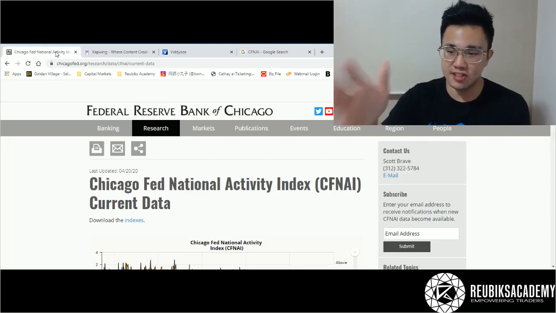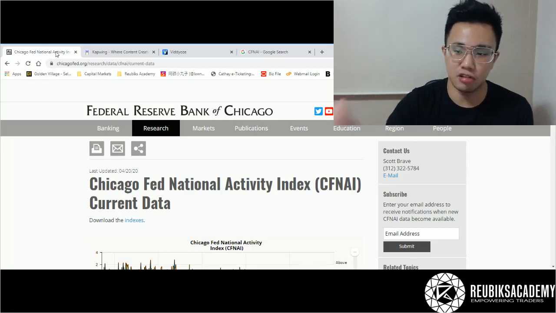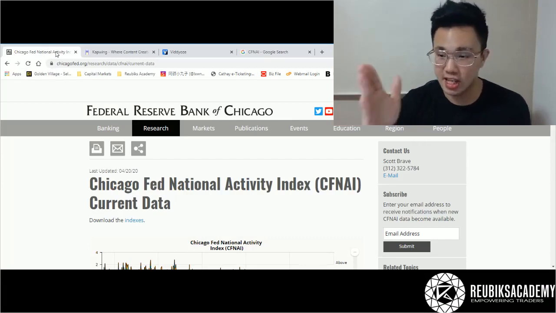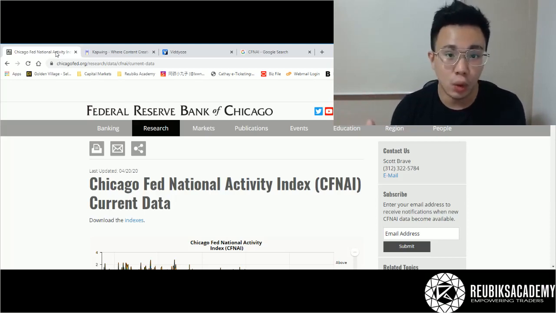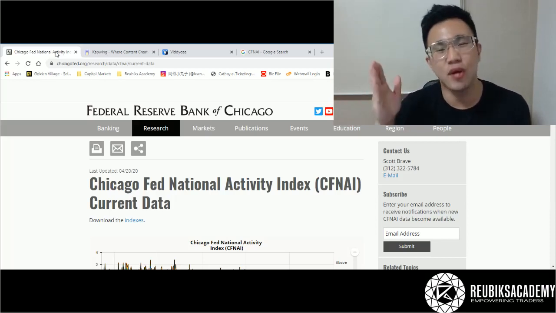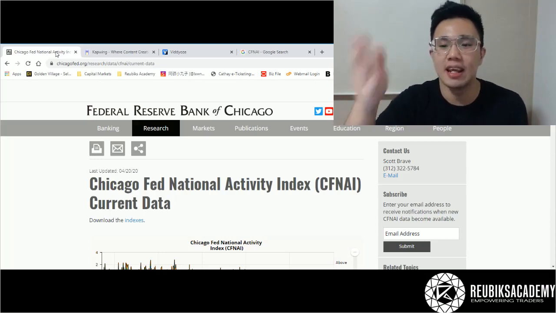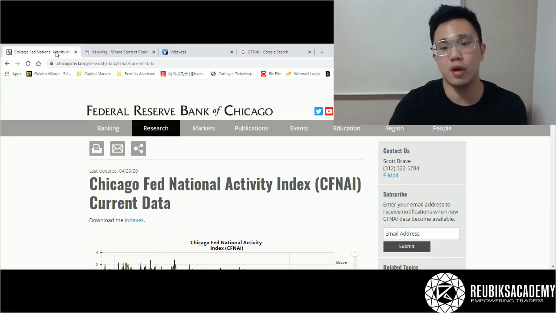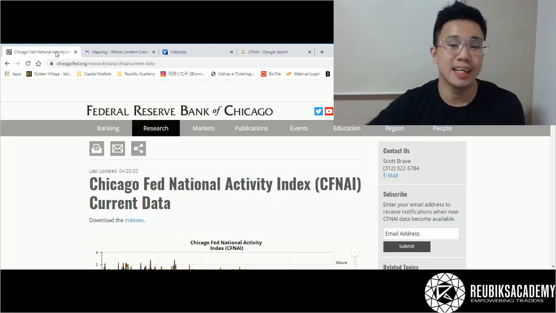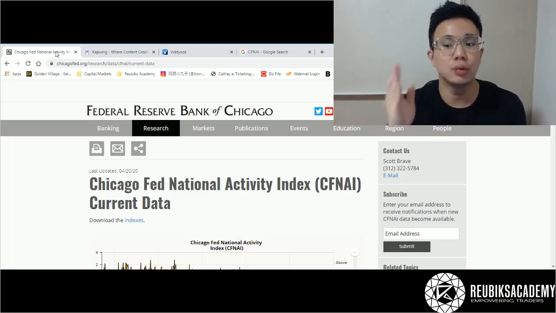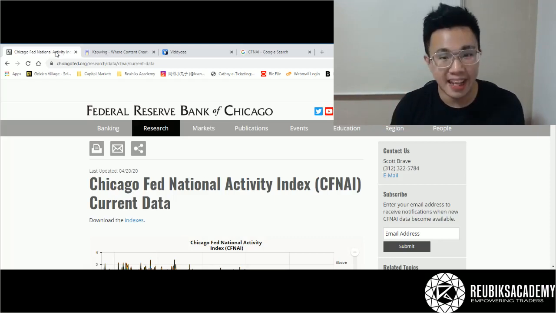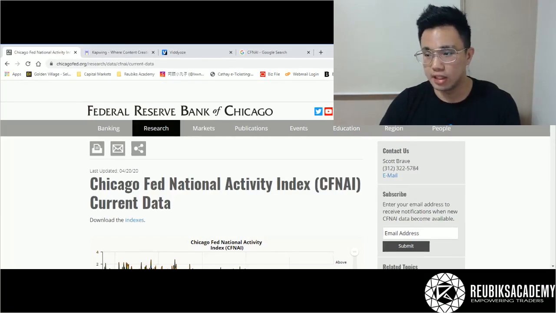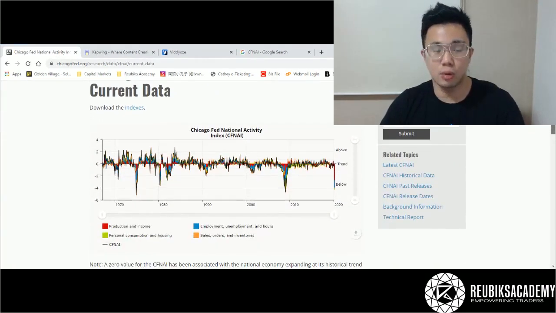Now, I want to just make clear one thing. Although it says CFNAI, Chicago Fed National Activity Index, this data that you are about to see is not just for Chicago. Alright, it is for the entire United States. Just that this came from the Federal Reserve Bank of Chicago. That's why they call it Chicago Fed National Activity Index. But it doesn't just refer to Chicago. It refers to the entire United States. Okay? So let's take a look at this so-called index.